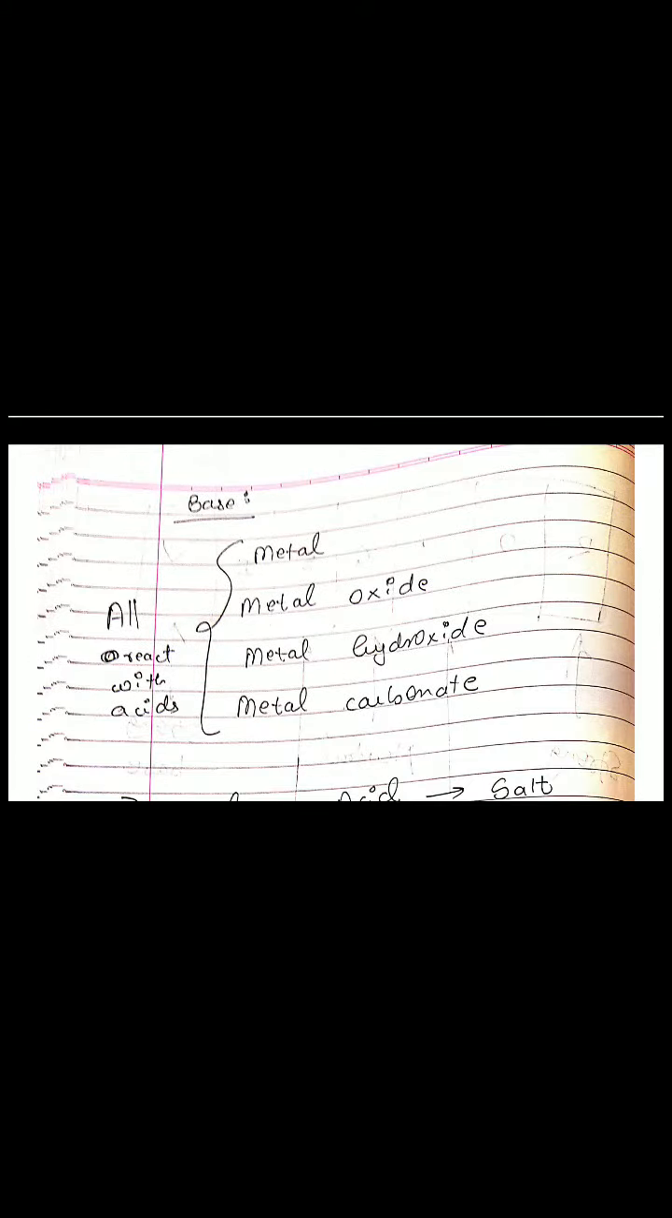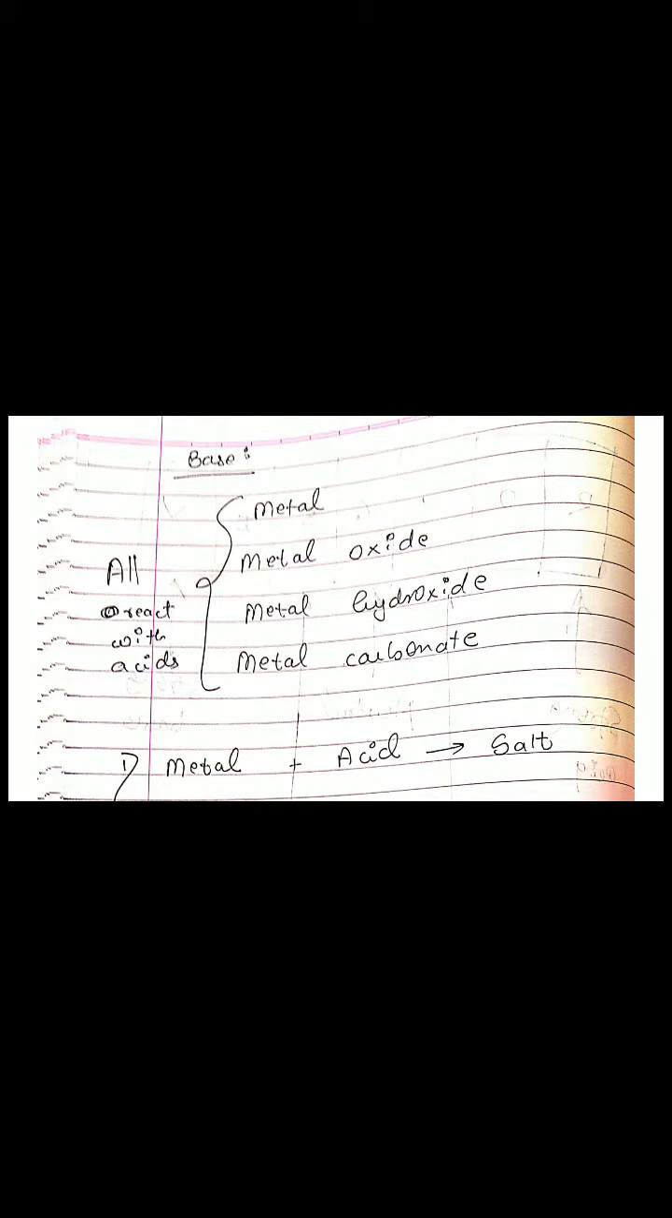Now we will understand what bases exactly are. Now this is another thing which everyone keeps forgetting. I don't want you to forget. It is metal, metal oxide, metal hydroxide, and metal carbonates. These four things are bases. Why are they bases? Because base reacts with acid. All these substances react with acid.